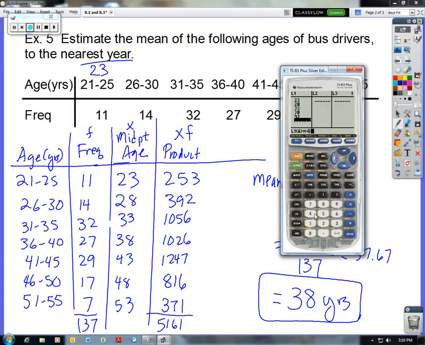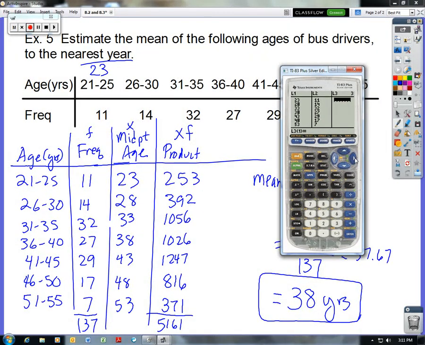43, 48, and 53. And there's 8 of them. 1, 2, 3, 4, 5, 6. What? Oh yeah, I'm on 8. Never mind. There's 7 of them. That works. Great. Then we're going to arrow over to the right. And in L2, we're going to put the frequencies. 11, 14, 32, 27, 29, 17, and 7. Enter. Arrow to the right.